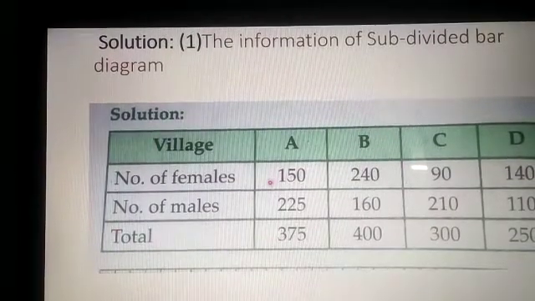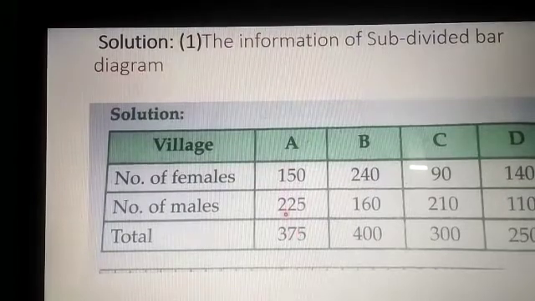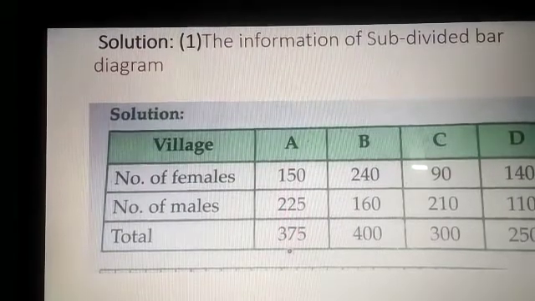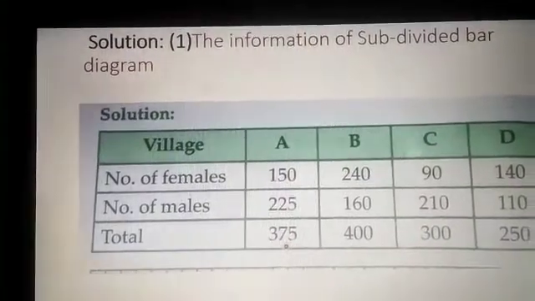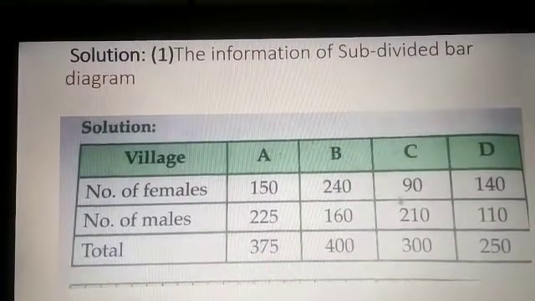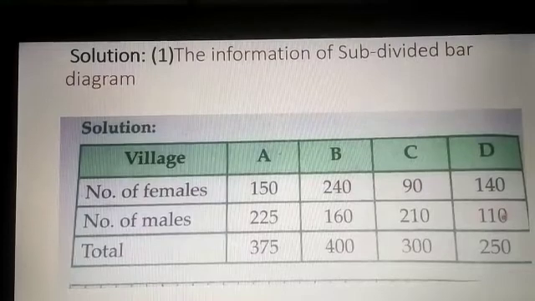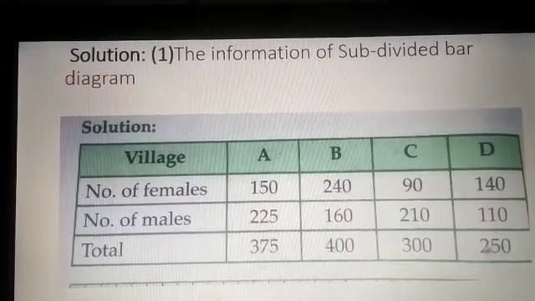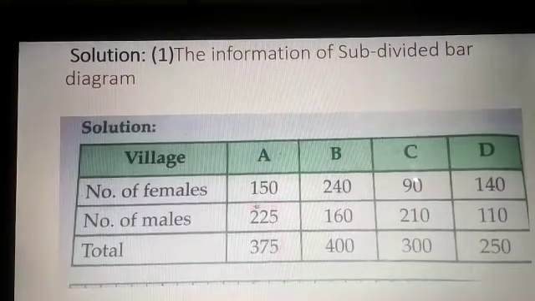So see the total number of females and number of males in A village. We have to do the addition of these two numbers. So 150 plus 225, it is 375. Now total B village will be what? 240 plus 160 is 400, and in village C 90 plus 210 will become 300, and in village D 140 plus 110 will become 250. So as you have found the total of male and female in each village, we have to fill this information in a graph.